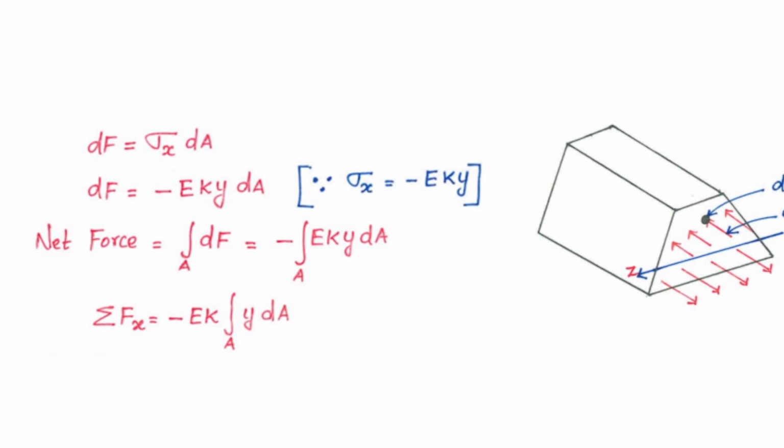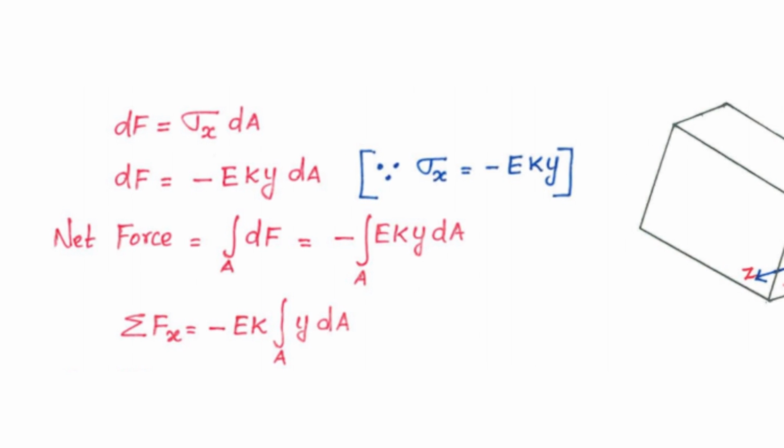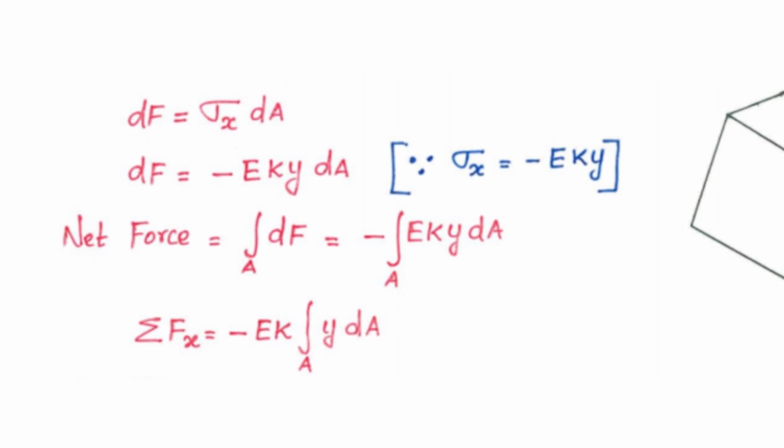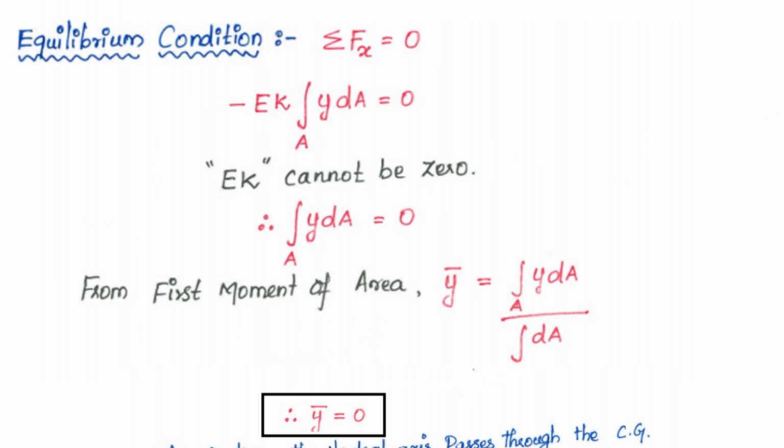So, I have taken a small dF equal to sigma x dA, then dF equal to minus Eky dA, and for the net force you have to integrate over the area. You will get minus Ek integral y dA over A. Then this is the equilibrium condition, sum of force along the x direction equal to 0. So, from this equation you can say that Ek cannot be 0 because these are constants. So, the only possible way of making this equation 0 is integral y dA equal to 0.